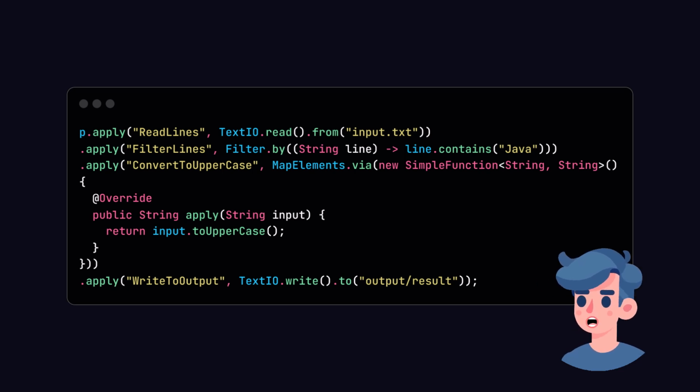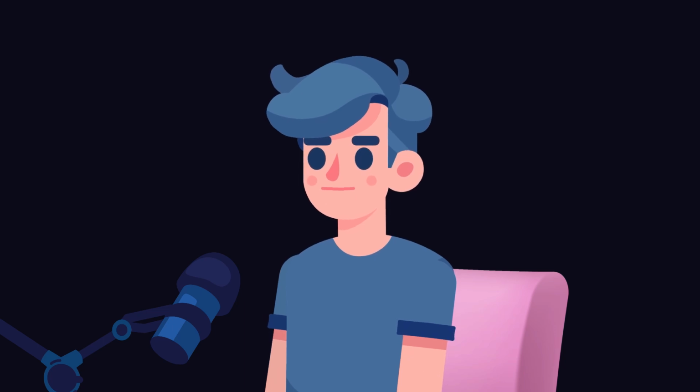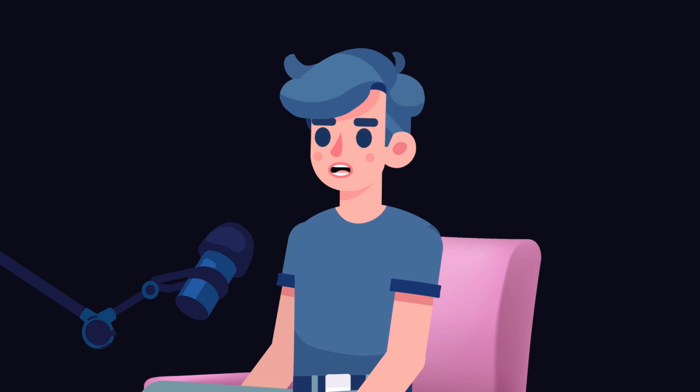For instance, we can incorporate filtering into our pipeline using the Filter transform. Let's enhance our pipeline to filter out lines that do not contain the word Java. Update the DataPipeline.java file with the following code. In this modification, we insert an additional apply step labeled Filter Lines, utilizing the Filter.by method. The lambda function checks if each line contains the substring Java. By including this filter, we ensure that only the relevant lines make it to the uppercasing step.